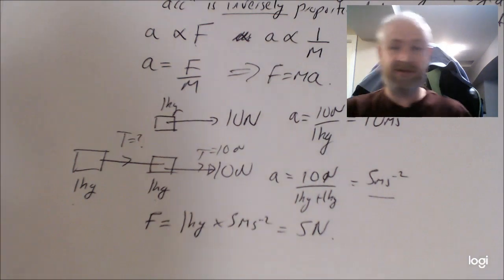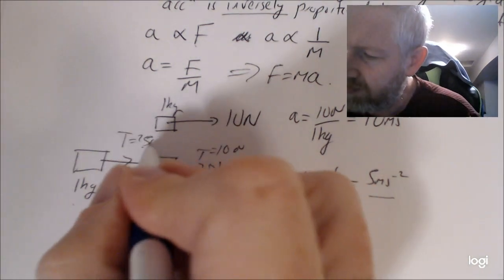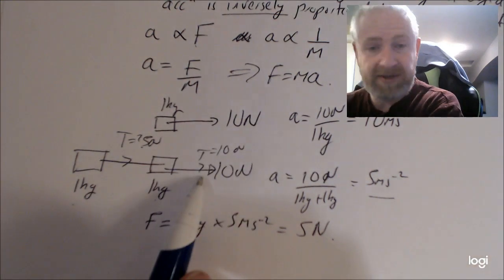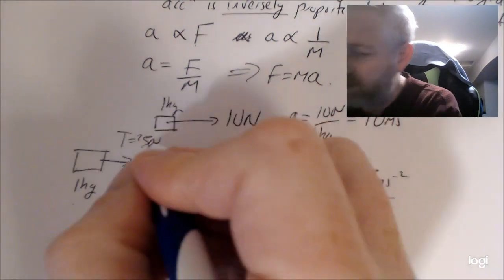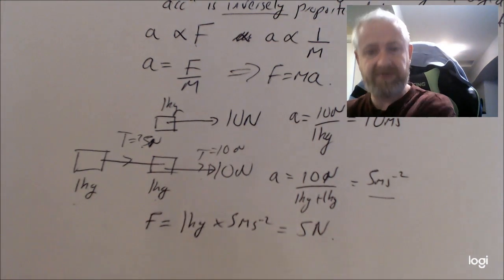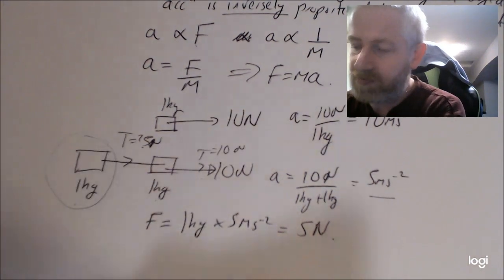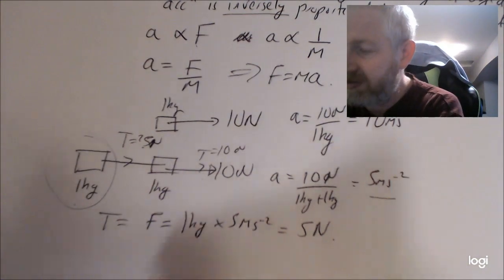So we can look at that and say, the force is being split between them. Total tension at the start would be 10 newtons. Tension here is 5 newtons. So force is being split between them. The total force moving this object here comes entirely from the tension.